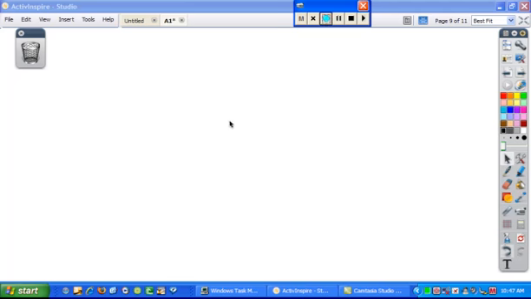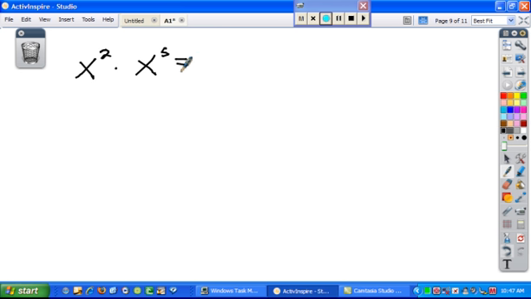Okay, as we continue our wonderful adventure with exponents, I want to talk about how you multiply two things with exponents. For example, let's say I want to multiply x squared times x to the fifth. Well, I have two x's that are coming from the squared, and I have 5 more that are coming from this x to the fifth, and if you count those up, altogether you have x to the seventh.